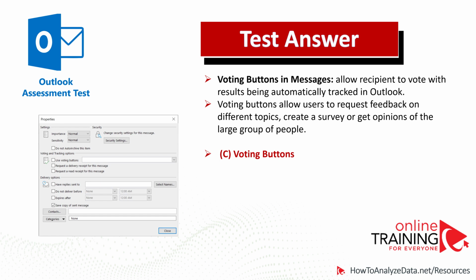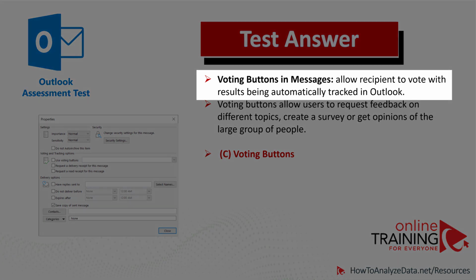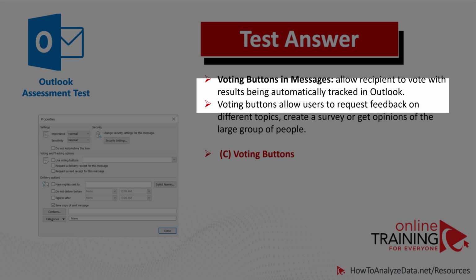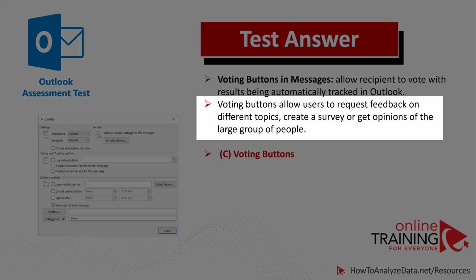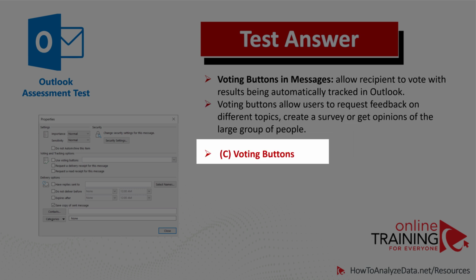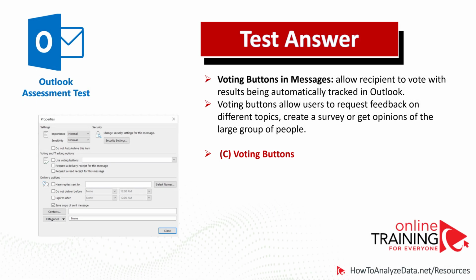So let's recap. Voting buttons in messages allow recipients to vote with results being automatically tracked in Outlook. Voting buttons allow a user to request feedback on different topics, create a custom survey as needed, and get opinions of a large group of people. So the correct answer is choice C, voting buttons. Hopefully you've nailed this question.